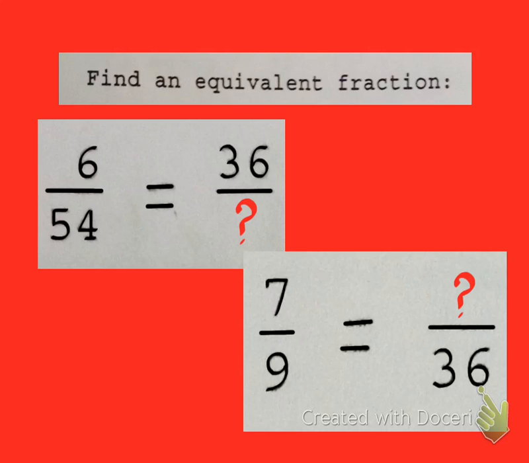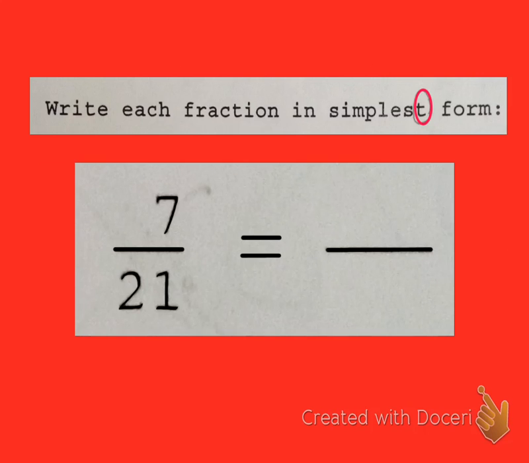Okay, you need to find an equivalent fraction. So 6/54 equals 36 over what? And 7/9 equals what over 36? Write this fraction in simplest form, 7 over 21.